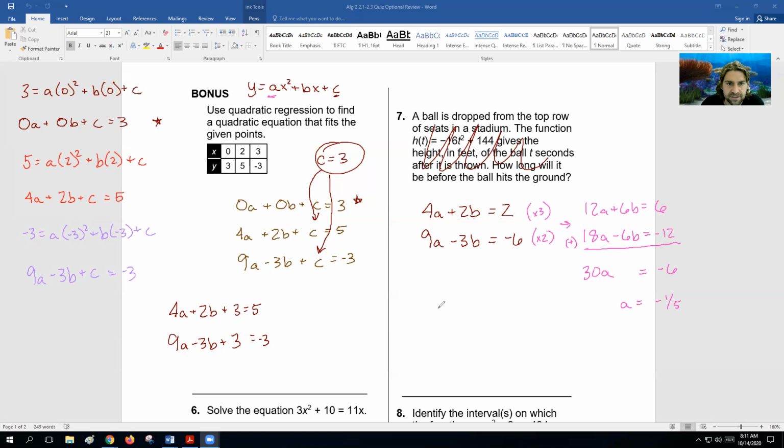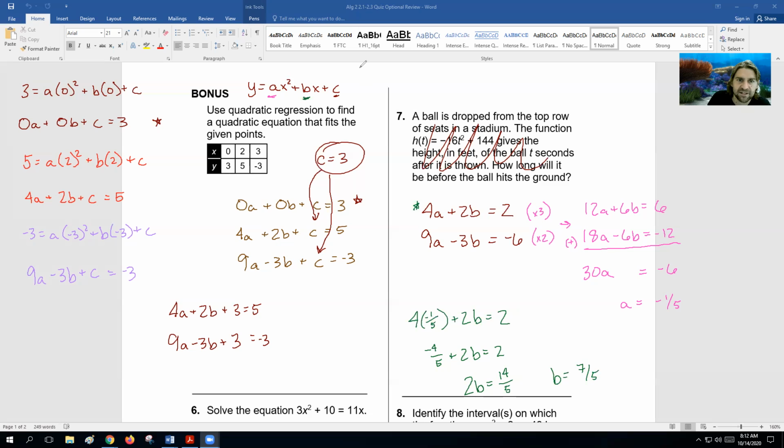I don't really see a good place to plug it back into, so I'll just use this one here. So 4a is negative 1/5. Ooh, we're going to have some fractions here. Plus 2b, we don't know, equals 2. So this would be negative 4/5 plus 2b equals 2. We can add 4/5 over. That's like 0.8, but I'm going to use fractions to get fancy, because I like being a little fancy. That's 10/5 plus 4/5, which is 14/5. And if I divide by 2, that's 7/5.